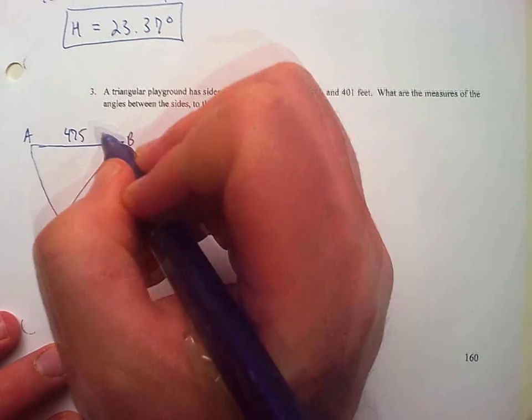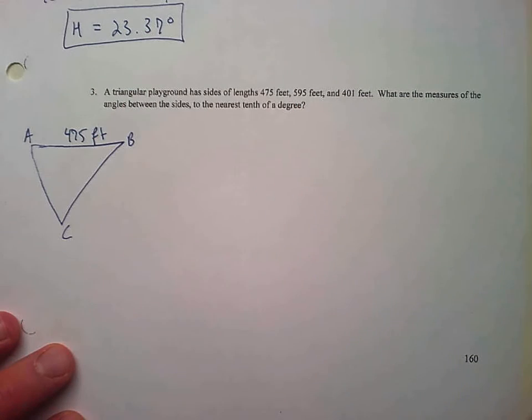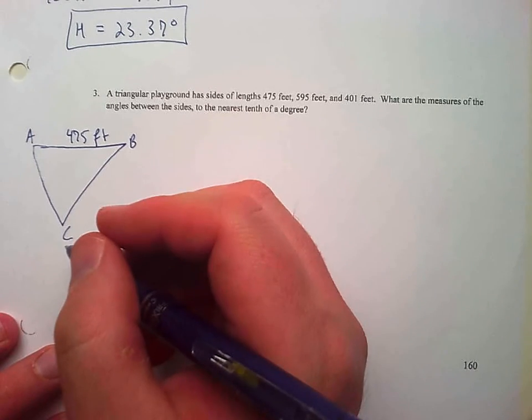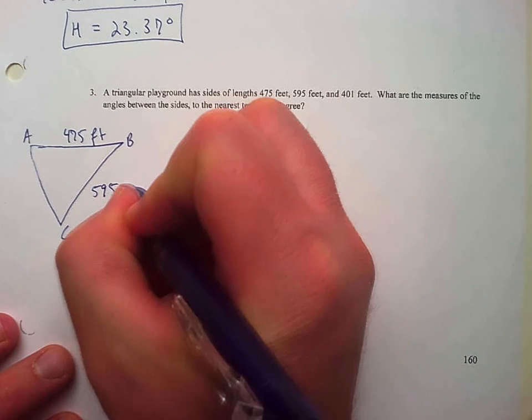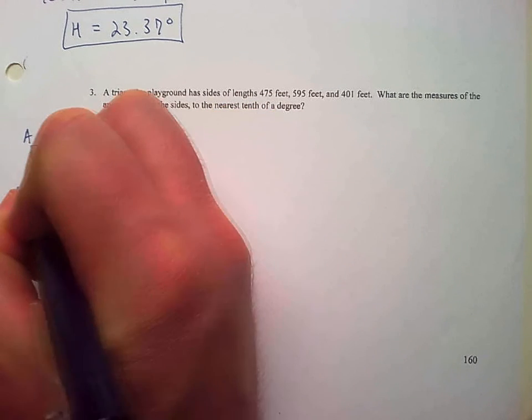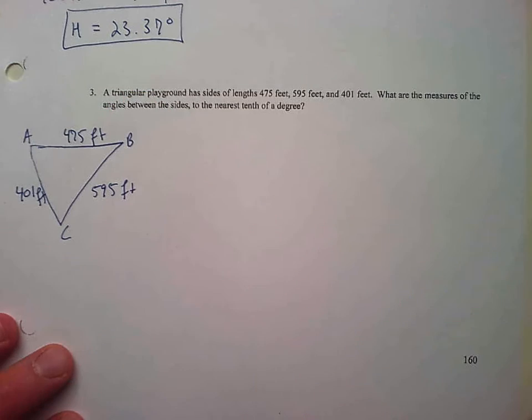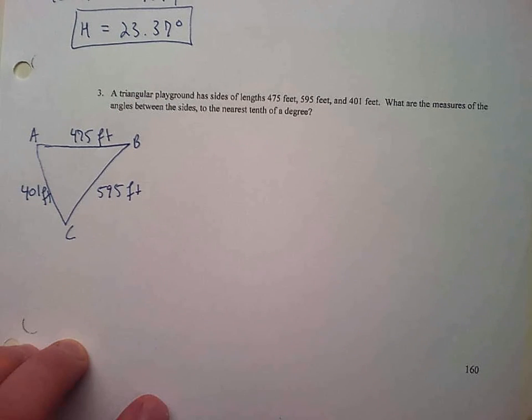We'll say that this is 475 feet. Seems like a rather large playground. That's pretty awesome. We'll call this one right here 595 feet, and this one over here 401 feet, and we're trying to figure out these angles.